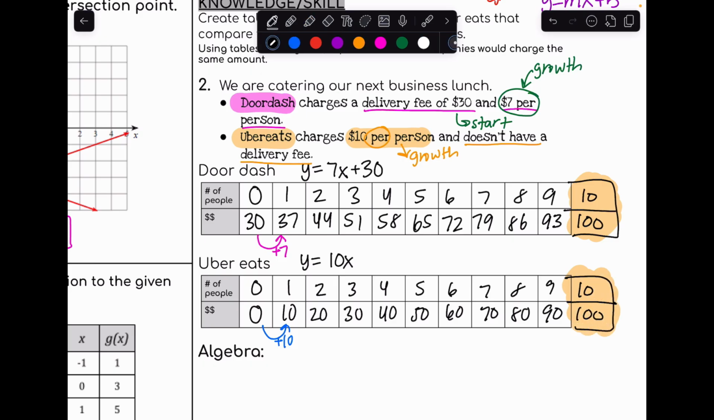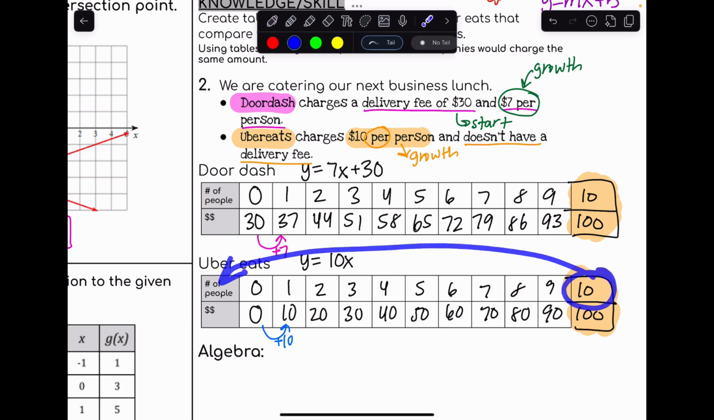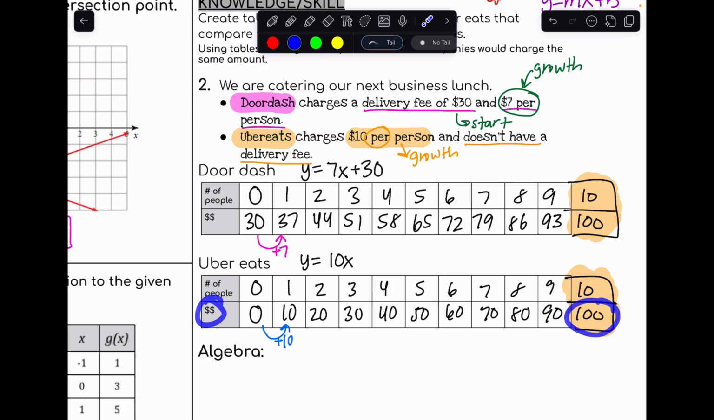In the context of the problem, this 10 represents the number of people. So 10 people for both companies is going to charge you $100. Again, 10 people equals a cost of $100. That's how you solve it by creating a table.